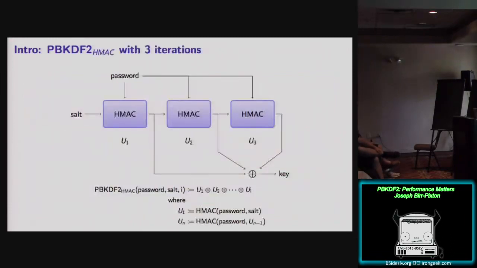So PBKDF2 looks like this. You get HMAC and you put the password in the top repeatedly, and you sign the salt, and then you sign the output, and the output, and the output, and you get all the signatures and you XOR them together, and that gives you your output. So it's fairly easy to see that this has very strong data dependency. You can't calculate U3 without calculating U2, and so on. So you have to do them all in sequence. So it's not easily parallelizable by your attacker, which is nice.